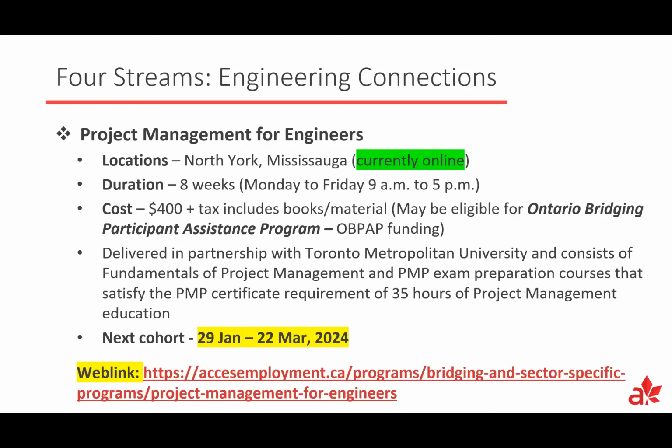And remember, this is a management program for those who would like to pursue their PMP designation. This is exactly the PMP exam preparation course. And if someone completes this program, they will get 35 hours of PDU, Professional Development Units, which will satisfy PMI, and then next they can go for the PMP exam directly.